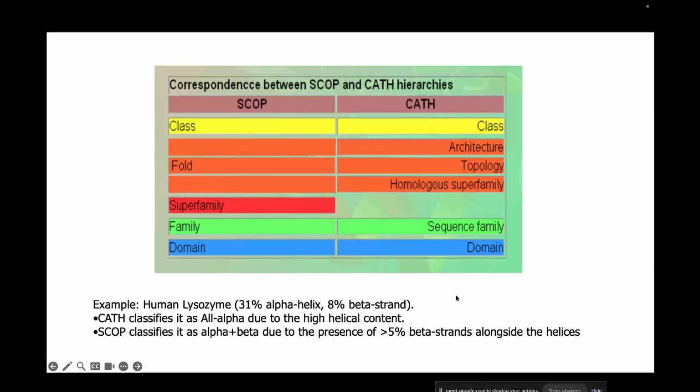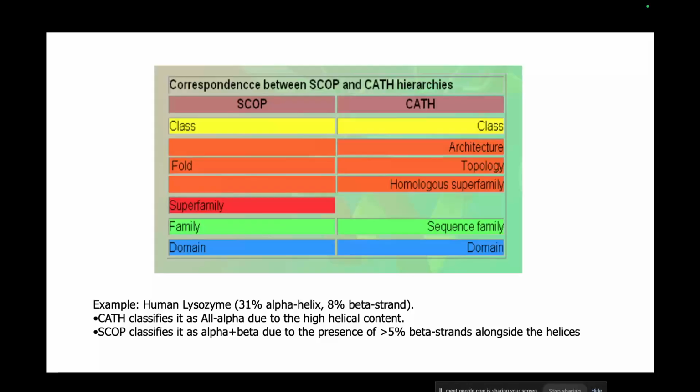Okay, so this is basically the distinction and similarity between these two sets of classifications. They both have classes. Architecture is present in CATH, not in SCOP. Fold has a similar counterpart in CATH, which is the topology. Homologous superfamily is not seen in SCOP. In SCOP, we see superfamily and family, where superfamily is basically not good sequence similarity, but there is a good amount of similarity in the structure and the function.